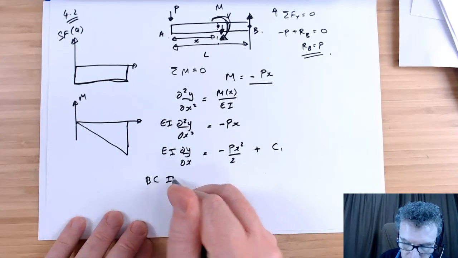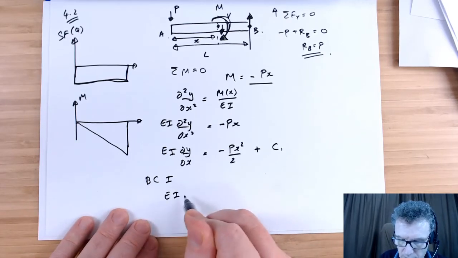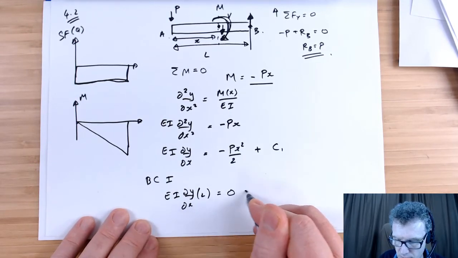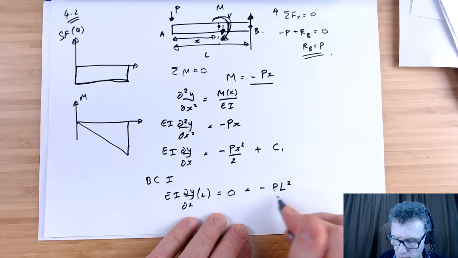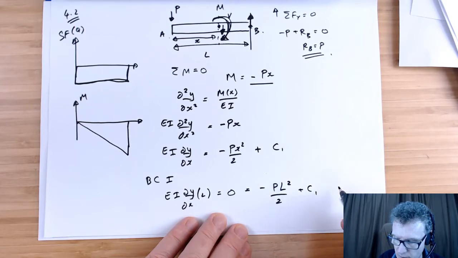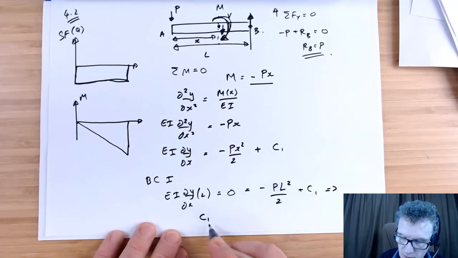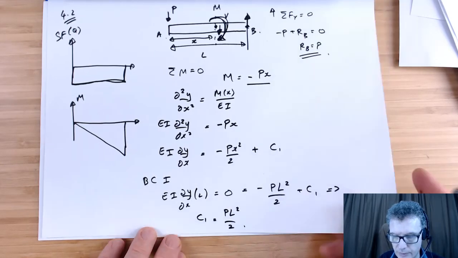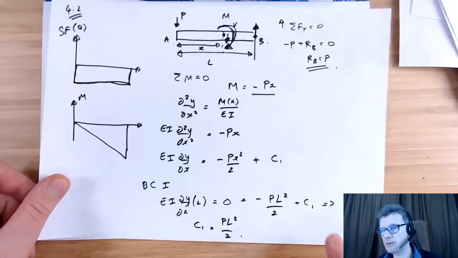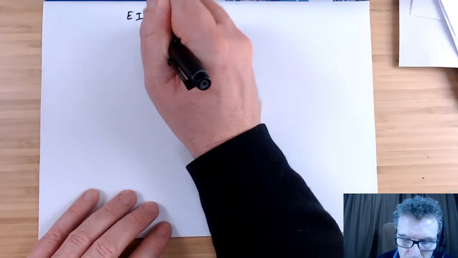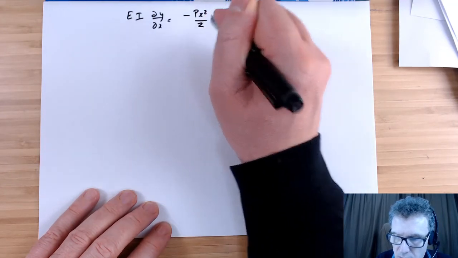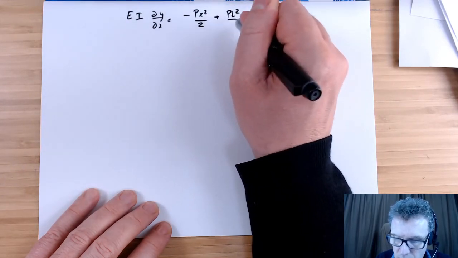So boundary condition 1 is EI, the gradient when x equals L is 0. So minus PL squared over 2 plus C1. Therefore, C1 equals PL squared divided by 2. Okay, so let's substitute that into here and carry on and integrate again. So we've now got EI delta y over delta x equals minus P x squared over 2 plus PL squared over 2.